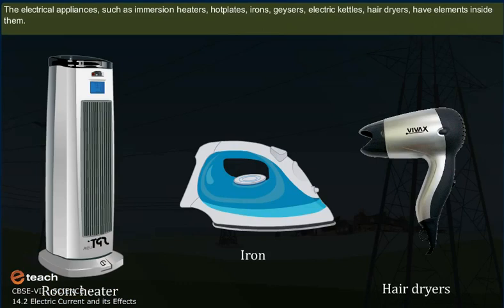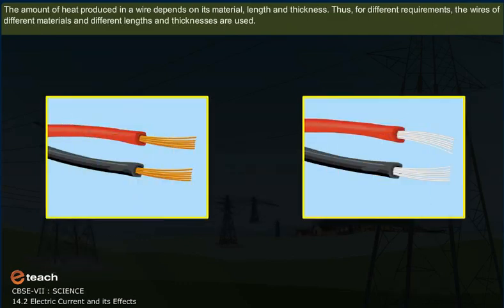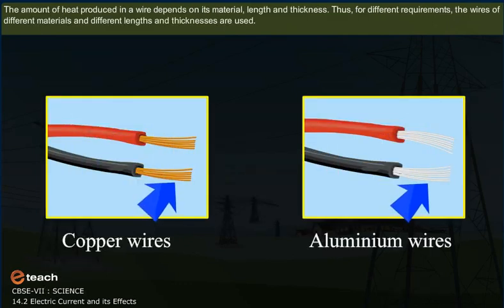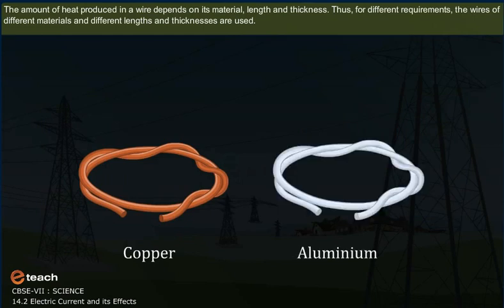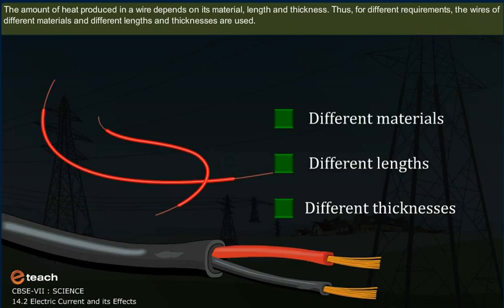The electrical appliances such as immersion heaters, hot plates, irons, geysers, electric kettles, hair dryers have elements inside them. The amount of heat produced in a wire depends on its material, length, and thickness. Thus, for different requirements, the wires of different materials and different lengths and thicknesses are used.